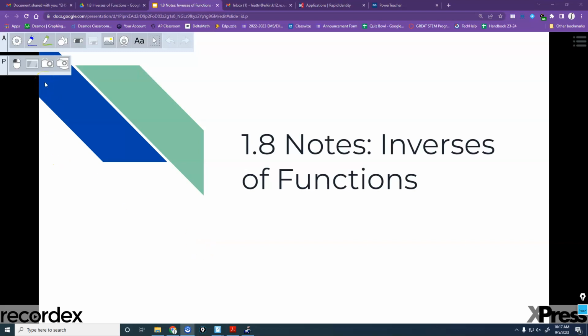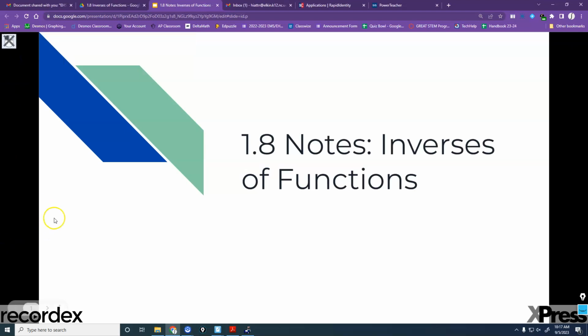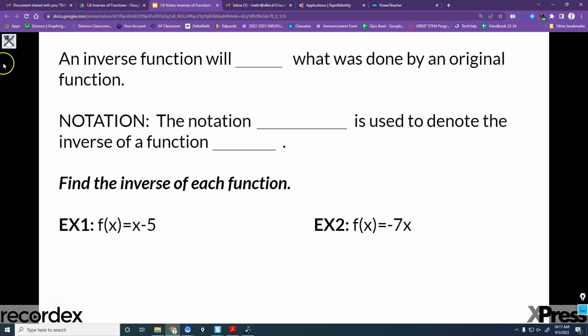You already know some things about inverses, although as far as a class, I don't know that you've learned about inverses formally. But you probably already know some things about inverses that you don't even realize. So an inverse is a function that will undo what was done by an original function. Okay?